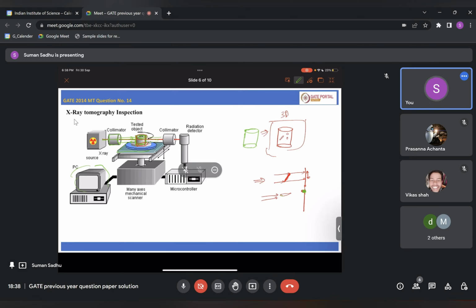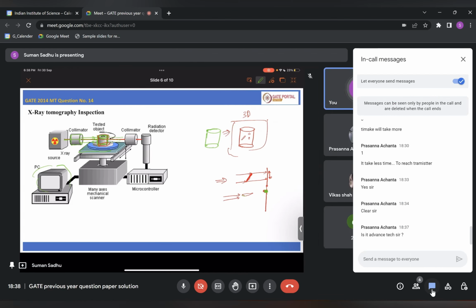The principle is the same as the radiograph. So everyone understood?